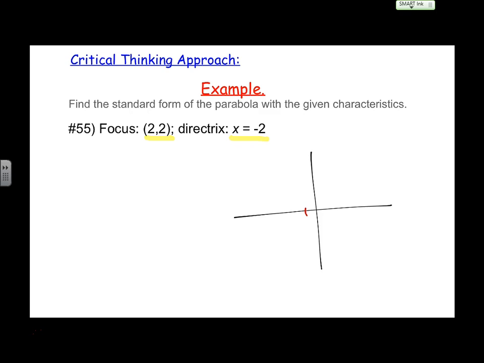X equals -2 on the x-axis, right? -2 and follow the tick mark. Focus is +2, +2. If you just graph those two, can you figure out it's going to be facing the right? Yeah, because doesn't the parabola need to hug the focus and not intersect with the directrix? Yeah, my vertex was off on that. Do you know why?